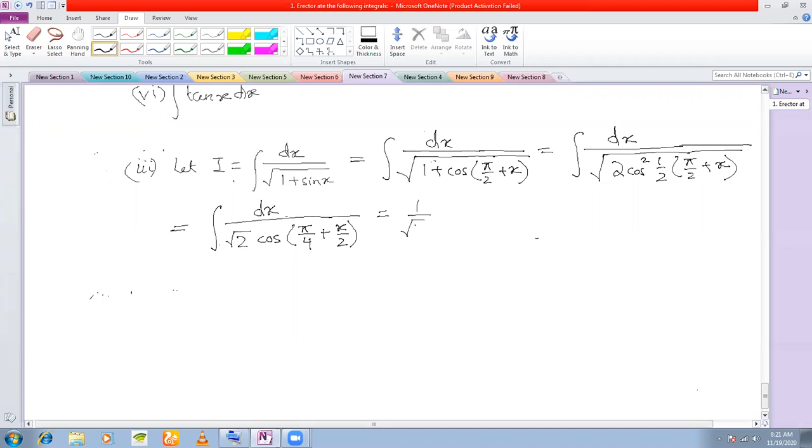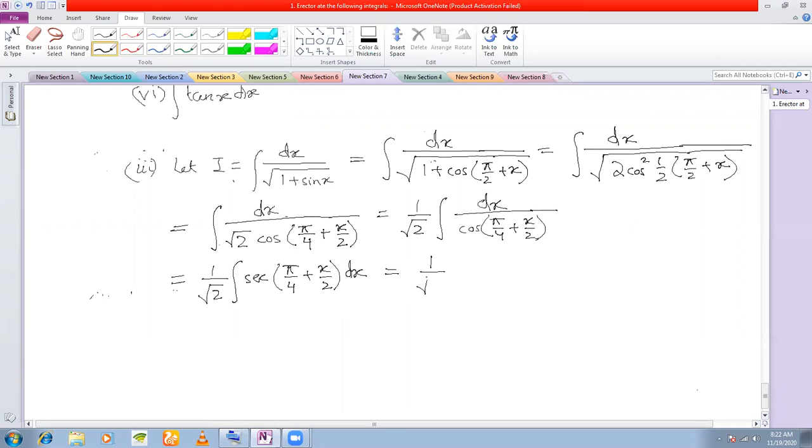1 by root 2 you can take out of the integration and write this as integral dx by cos of pi by 4 plus x by 2. Now you can write this as 1 by root 2 times integral sec of pi by 4 plus x by 2 dx. So now what is the integral of sec x? The integral of sec x, I told you, is log tan of pi by 4 plus x by 2.